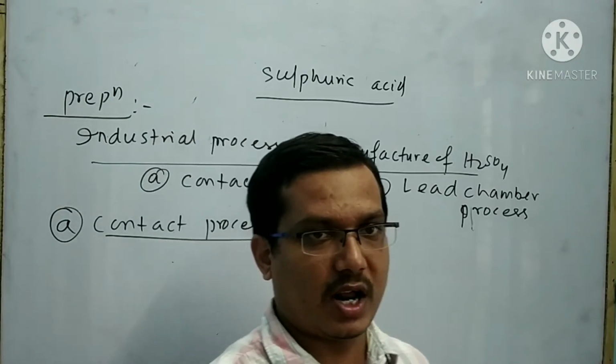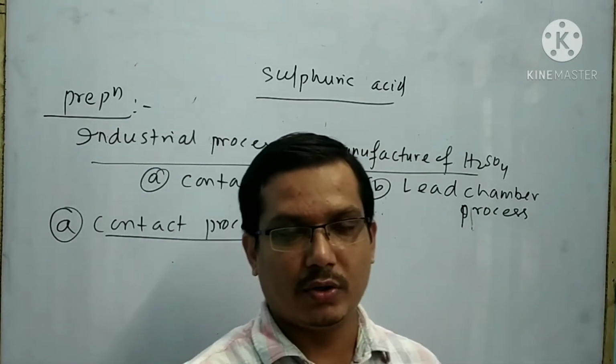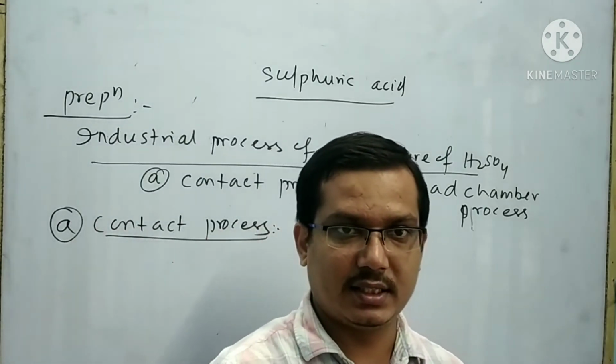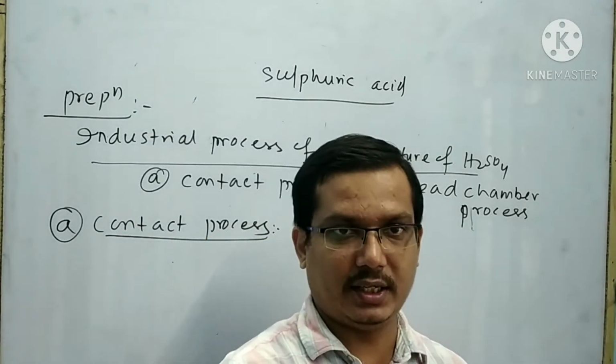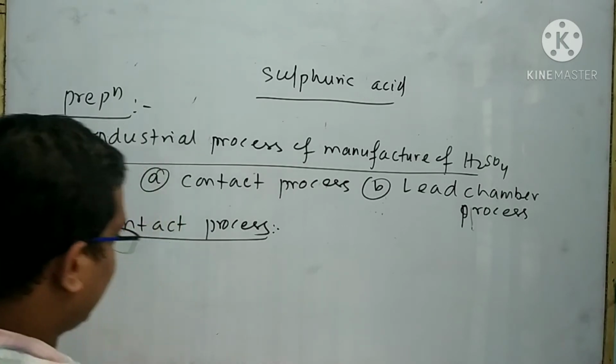The sulfur trioxide is dissolved in H2SO4 to form the oleum. Now the oleum is diluted to produce sulfuric acid. Now I can write the reaction in stepwise manner.